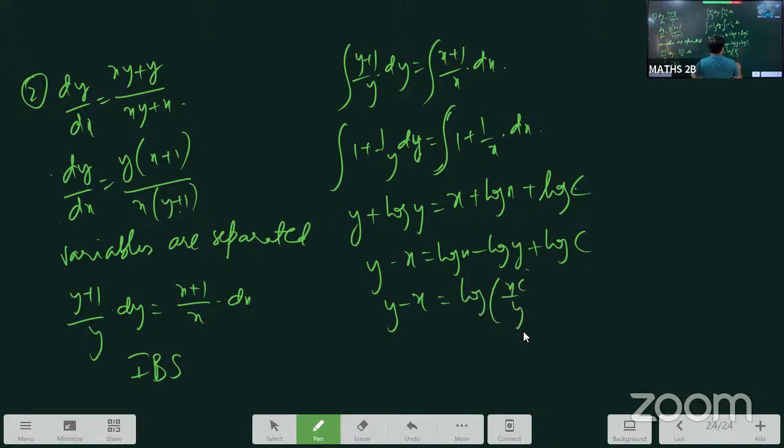Then y minus x is equal to log of xc by y. According to logarithmic properties, log x plus log c is log xc, and minus log y means that comes in the denominator, to the base e. So e to the power y by x equal to xc by y. So this is your complete simplification of your answer. Is it clear?